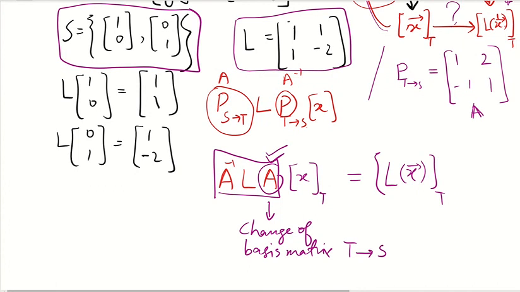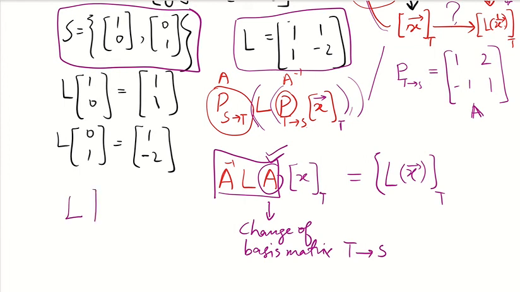So I apply the matrix from T to S on this vector x, which is in my language, then apply L on it, and then I apply the matrix from S to T on it. So I can write it as A inverse L A, and hence what I obtain is that L in your language S is equal to A inverse L A in my language T.